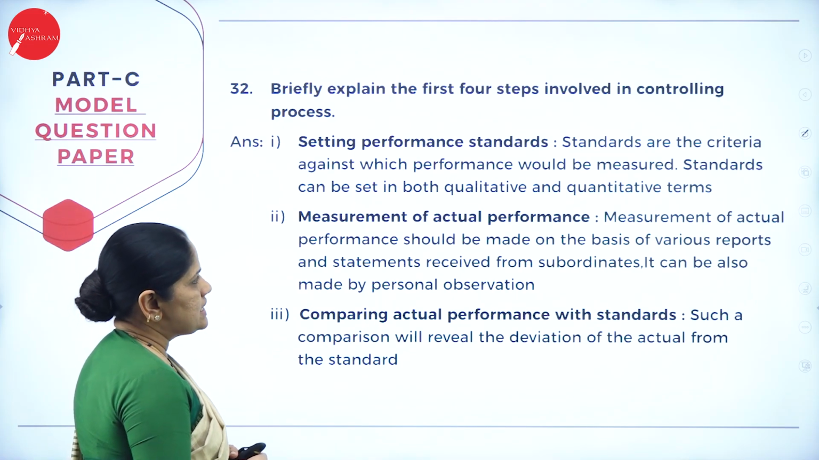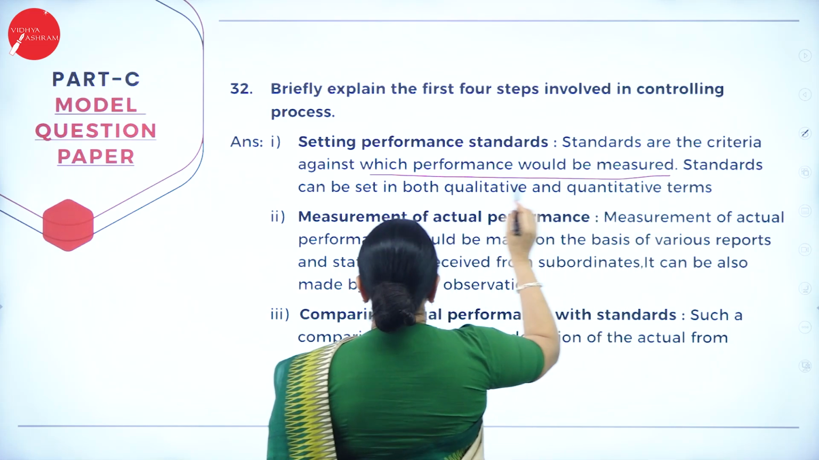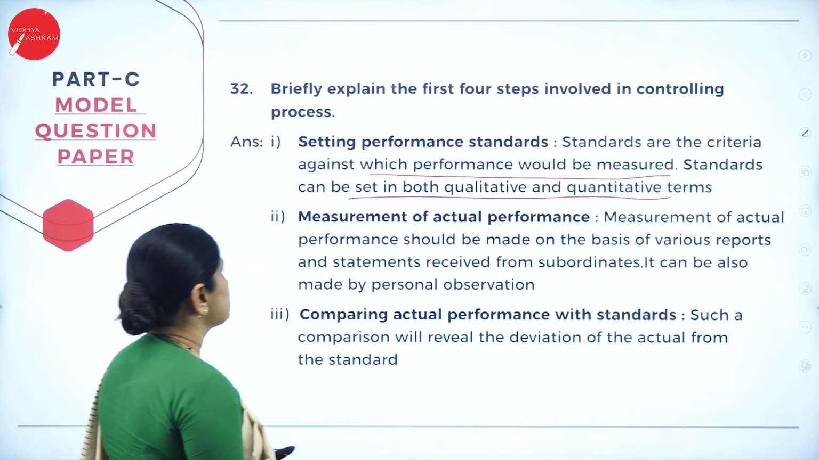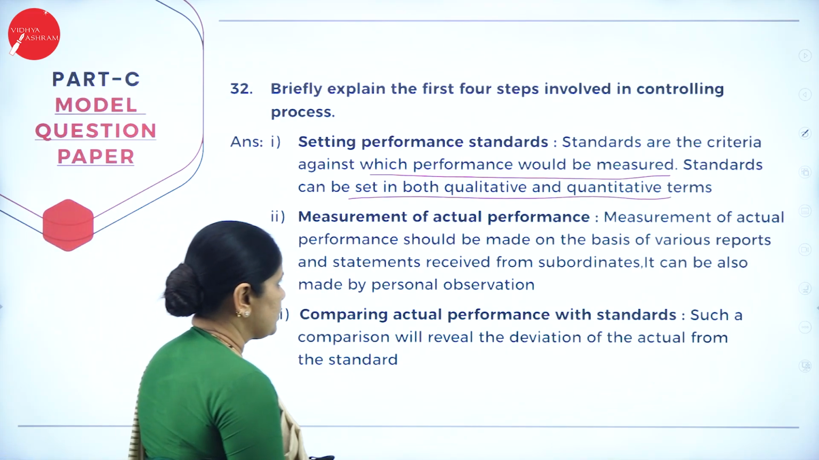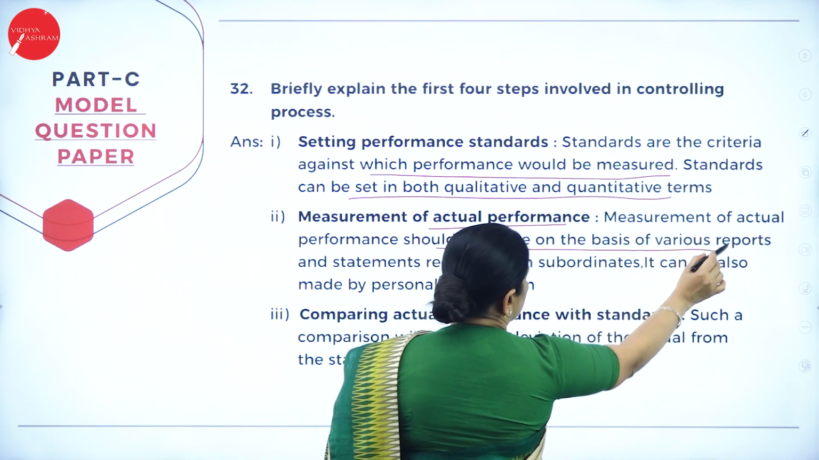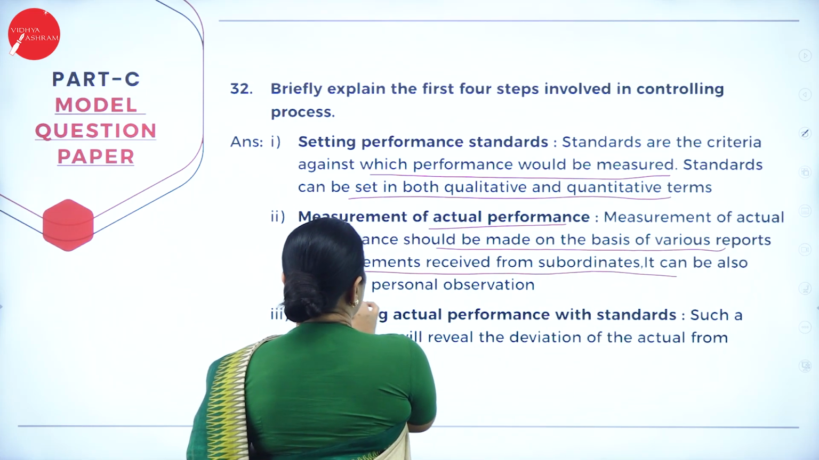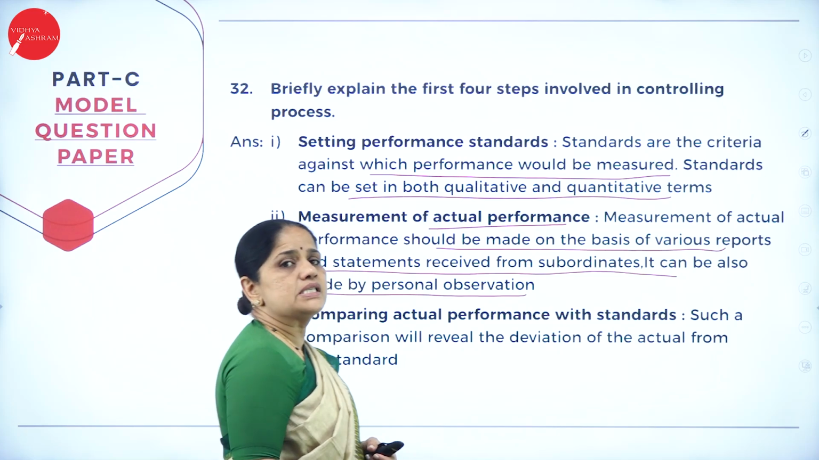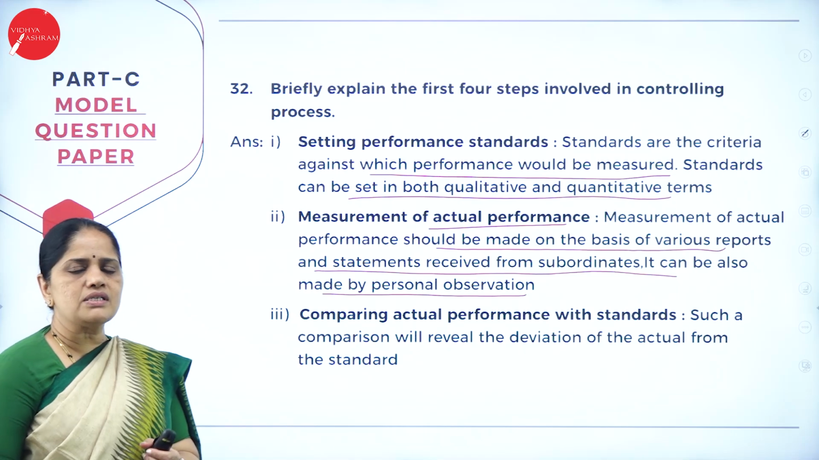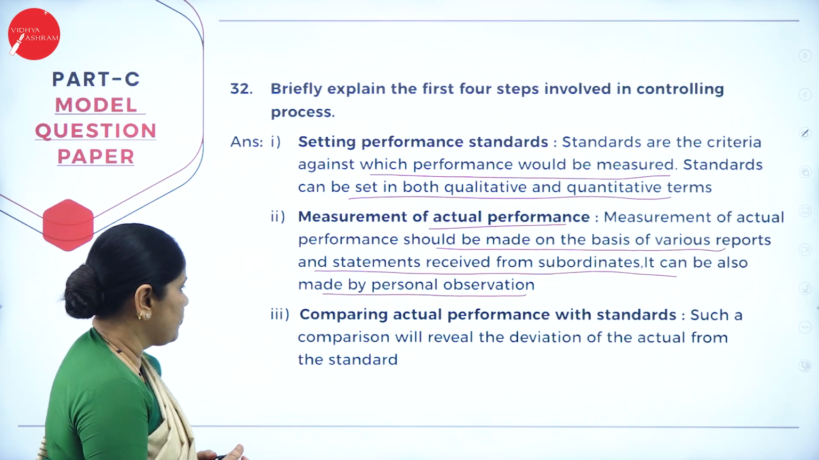So setting performance standards. Standards are the criteria against which performance would be measured. It can be set in both qualitative and quantitative terms. Second one is measurement of actual performance. Measurement of actual performance should be made on the basis of various reports and statements received from the subordinates. It can also be made by personal observation. So employ people to check what work they are doing, and in this way you will be able to measure the actual performance.